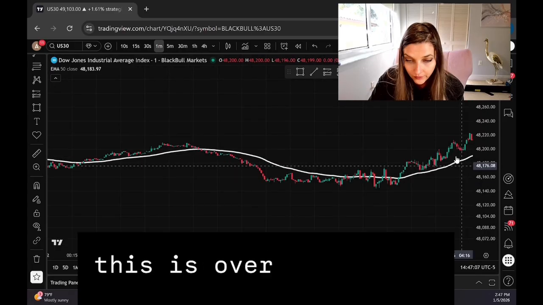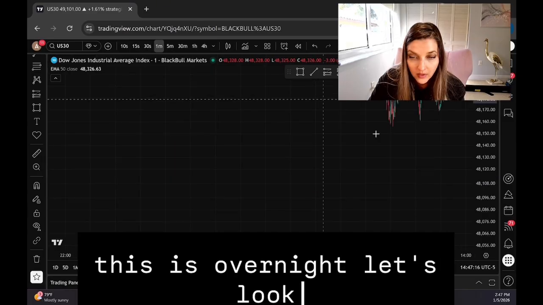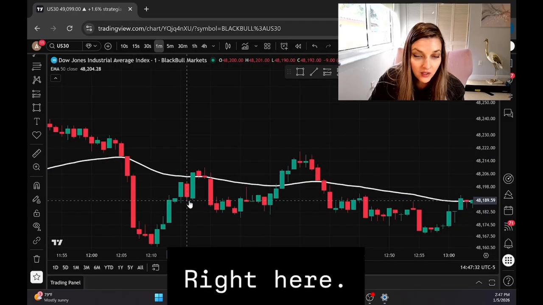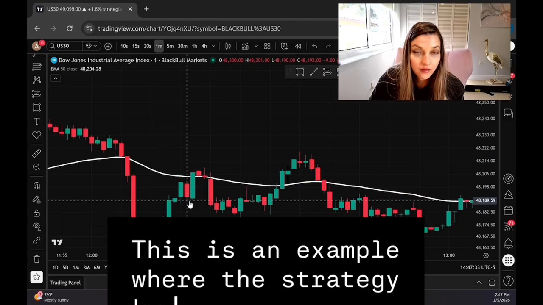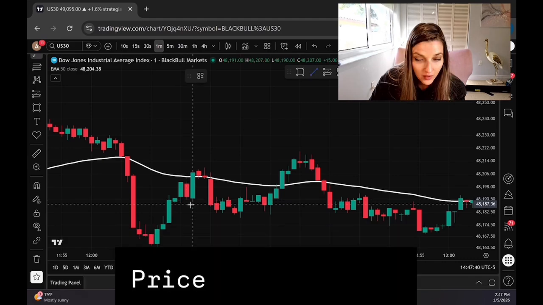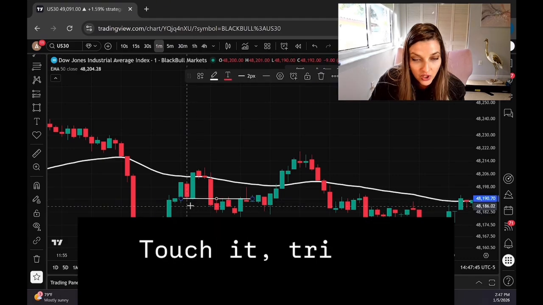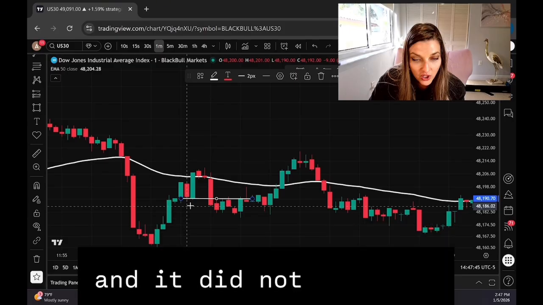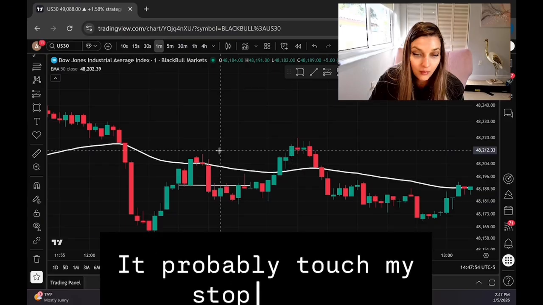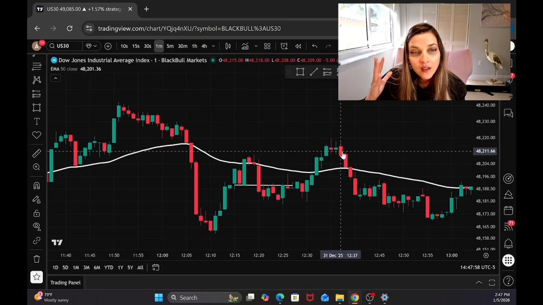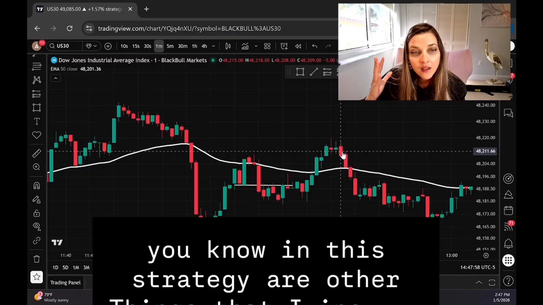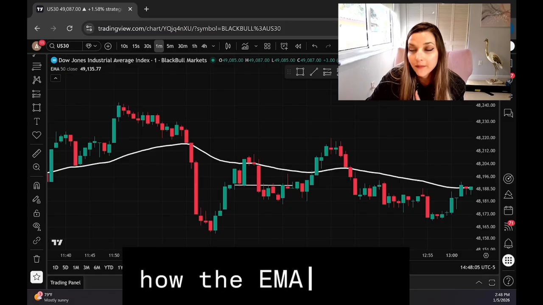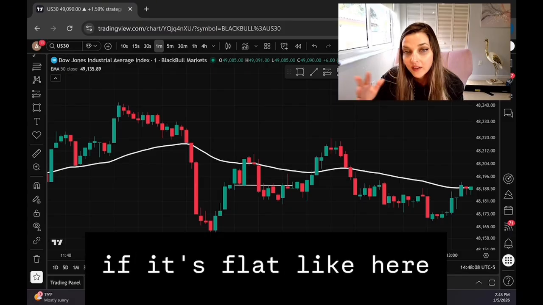I want to see an example where the price doesn't react properly. This is overnight. Let's look. Here we go. Right here. This is an example where the strategy doesn't 100% work. Price broke below, touched it, trigger candle, 1, 2, 3, the third candle broke, and it did not go down. It probably touched my stop loss. Also, you know, in this strategy there are other things that I include, like trend. I'm looking at the trend, how the EMA moves. If it's flat like here, I will not go in.